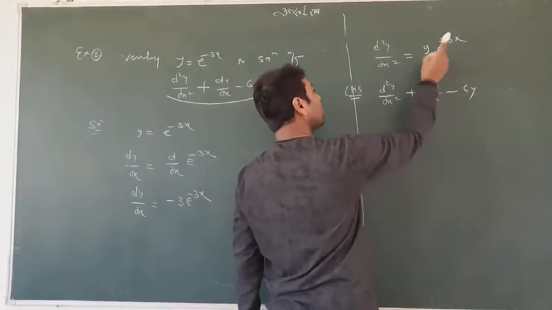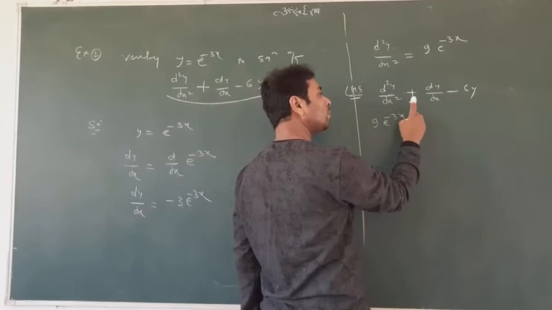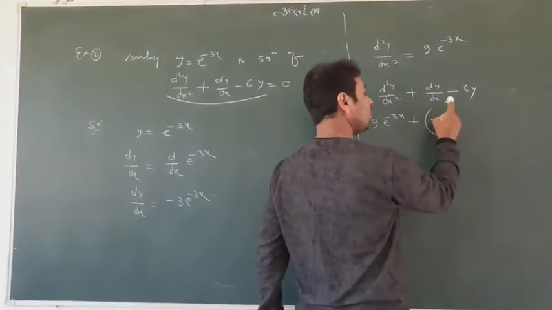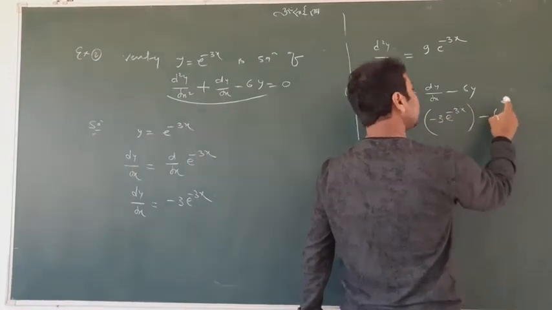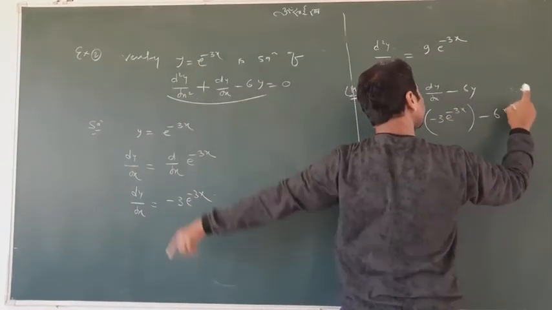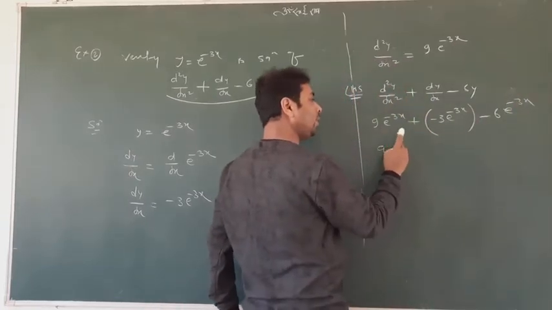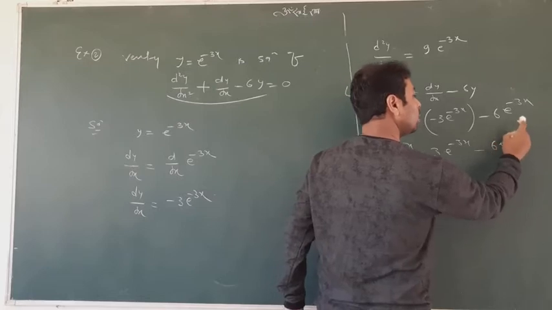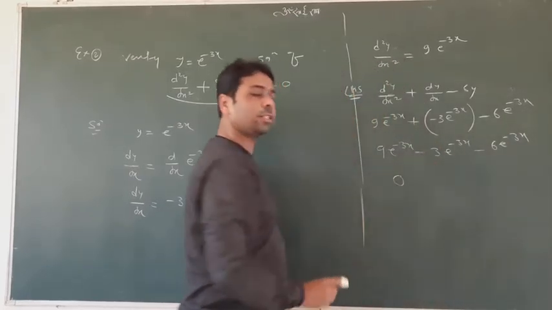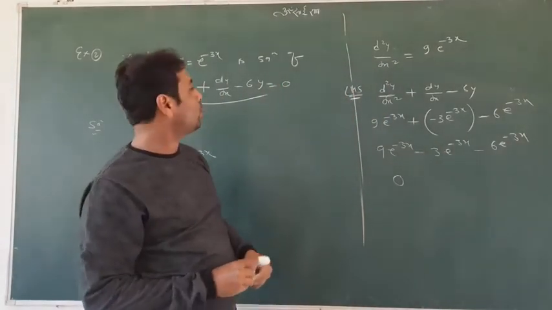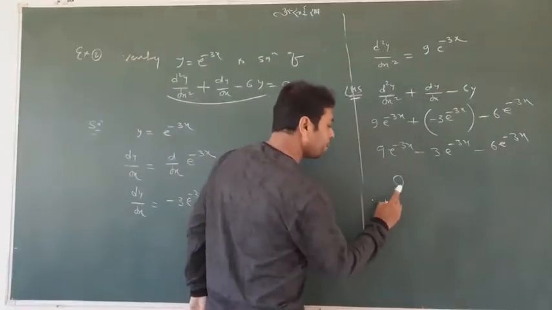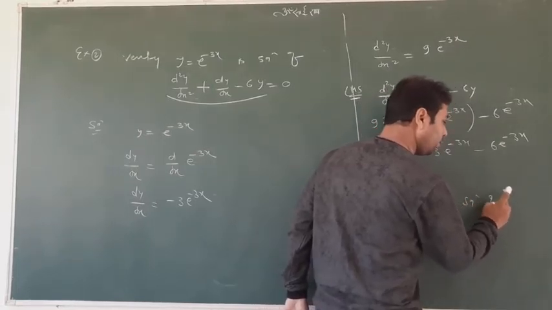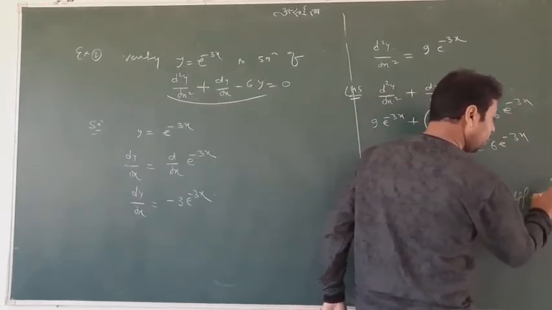d square y by dx square is 9 e to the power minus 3x. dy by dx equals minus 3 e to the power minus 3x. And y is equal to e to the power minus 3x. So can you see 9 e to the power minus 3x minus 3 e to the power minus 3x, and this all will cancel and we get 0. So what is its meaning? It is verified.